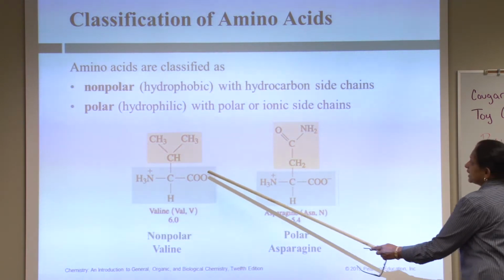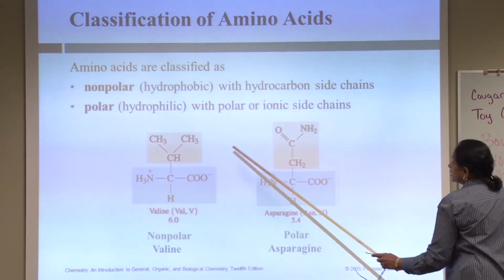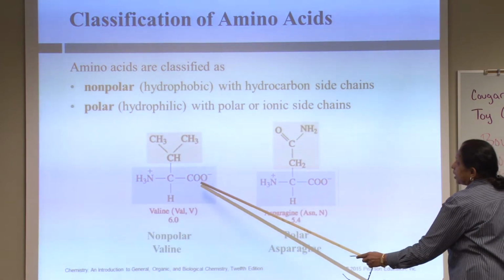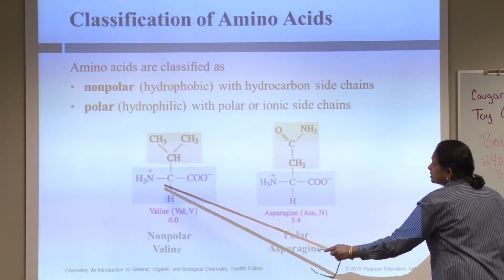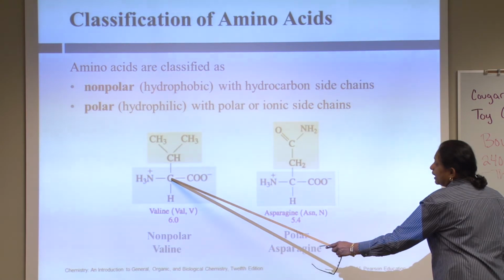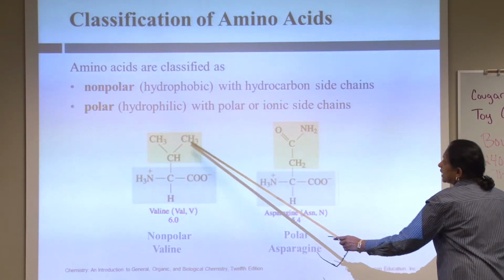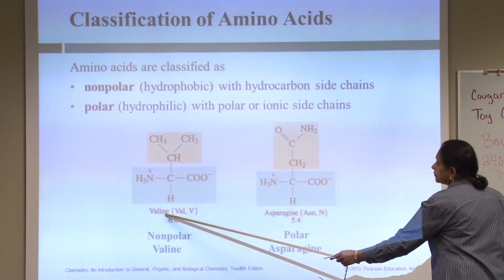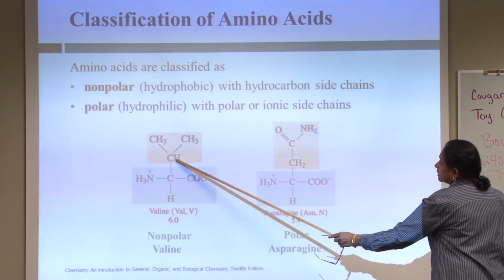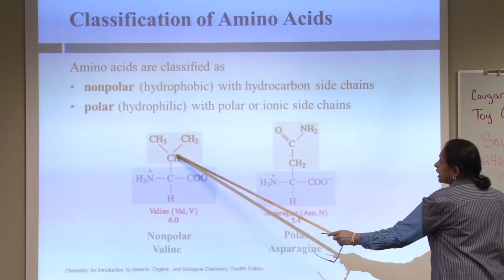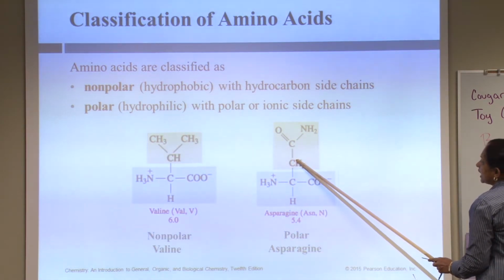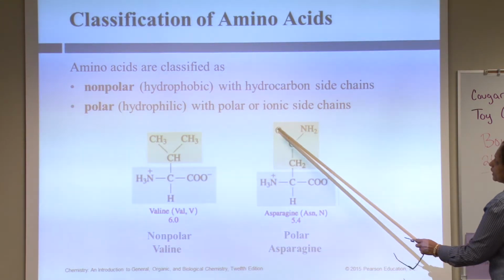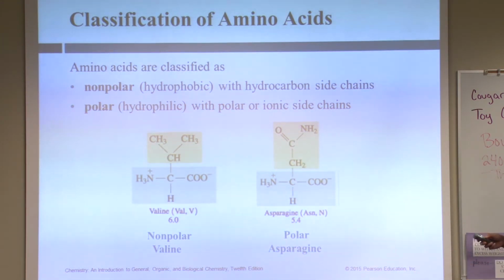We are looking at the side chain. This is what determines a side chain. This is the carboxylate group, this is the ammonium group, this is the hydrogen, this is the alpha carbon, this is the R group side chain. We see that in this amino acid, the side chain is non-polar. Here the side chain is polar because of the presence of a carbonyl group. So that is the ID for an amino acid.